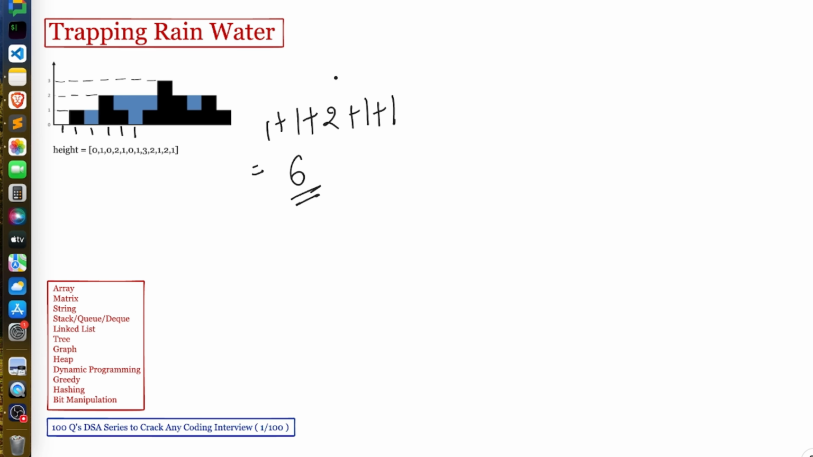To solve this problem, think of each bar. Let's say there is a bar here. This is the original height of the bar. For this bar, the water above it, whatever height is trapped here, depends completely on the minimum of the highest bar on the left side and the highest bar on the right side.